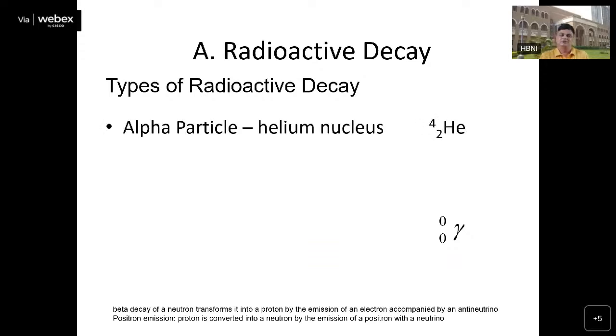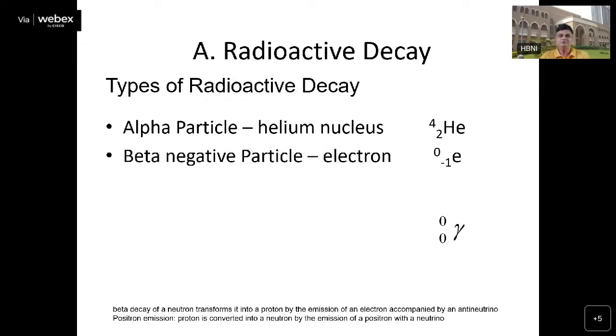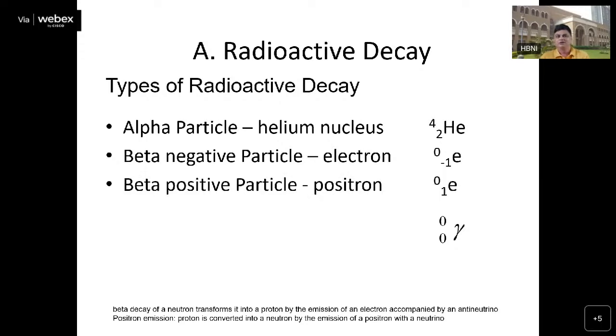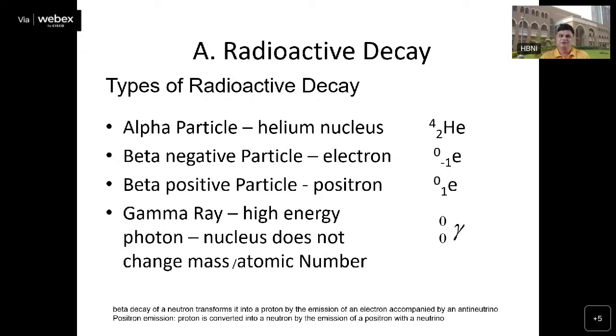So these are the various kinds of radioactive decays. The alpha particle is basically a helium nucleus, having a mass number of 4 and charge of 2. Beta negative is the electron decay, denoted by 0 and -1, and beta positive, the positron, is 0 and 1. Whereas gamma is a high energy photon, but it does not have any charge or mass number.